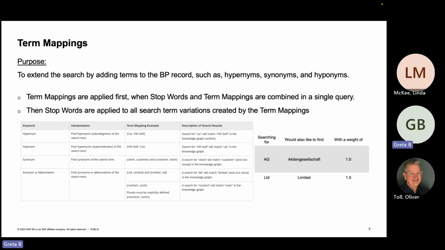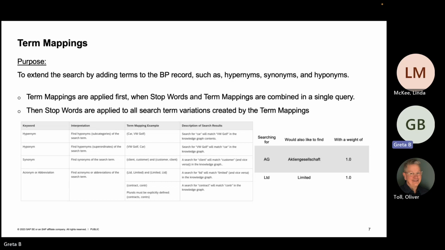Additionally, term mappings are unidirectional. That is, term 1 can be replaced with term 2, especially in the case of hypernyms to find hyponyms. For example, the term car, as shown in the table here, can be replaced with VW Golf, whereas if bidirectional replacement is needed, for example, in the case of synonyms, then term mapping in both directions must be defined in the system.